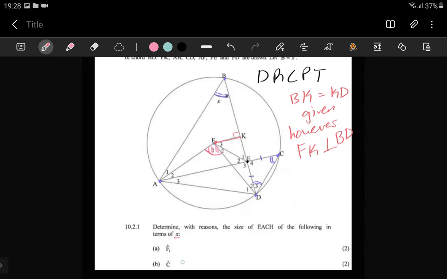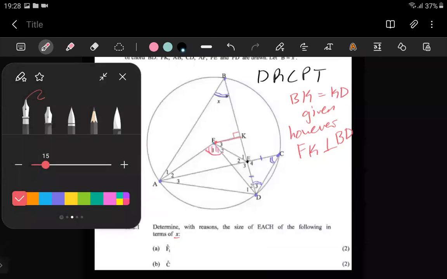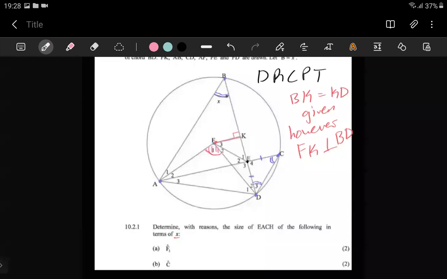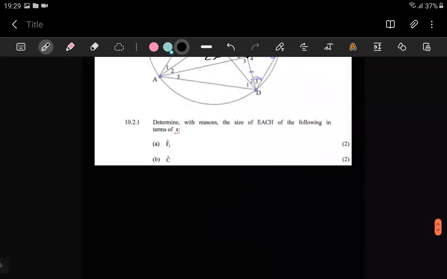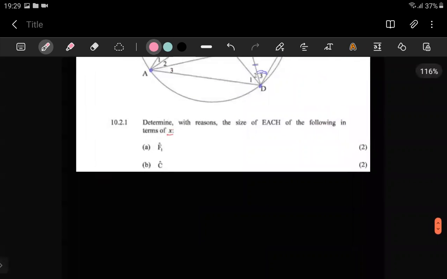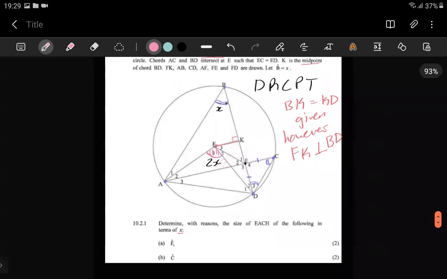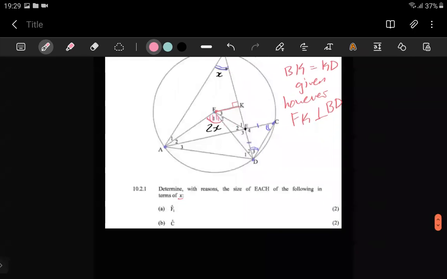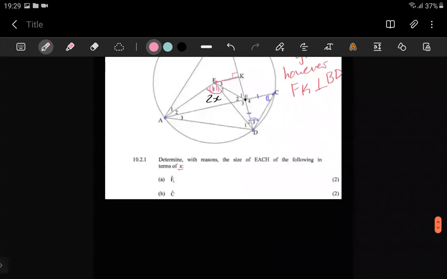So the first one is F1. Where is F1? F1 is down here. And from what we were talking about, it's so plain to see what F1 is going to be. And it's going to give us the 2 marks immediately. We have said that it is just double whatever this is. So we know this is 2x. We're going to say it's 2x, and we just have to give a reason. The reason is angle at the center of a circle is double the angle at the circumference. But in short, we can just write angle at the center of the circle.